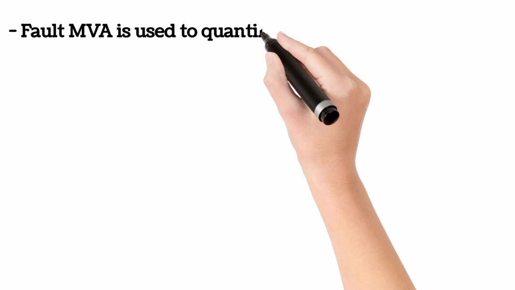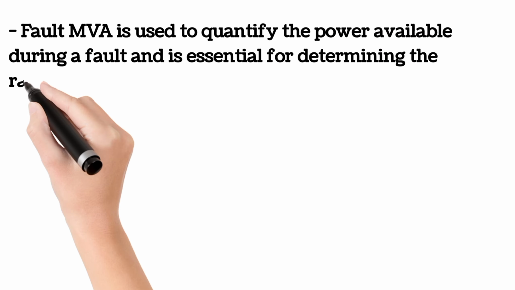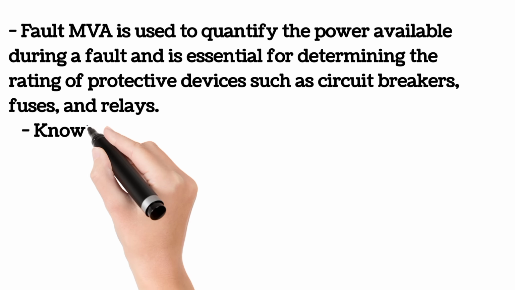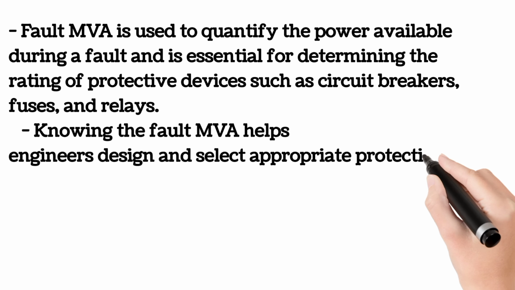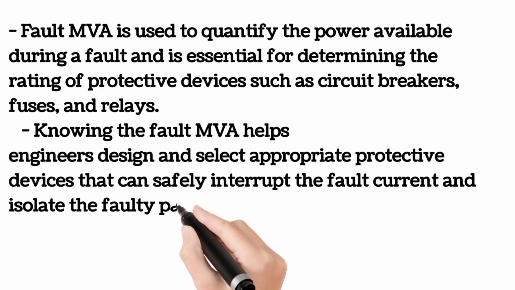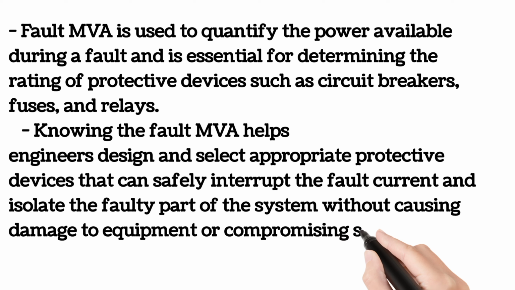Fault MVA is used to quantify the power available during a fault and is essential for determining the rating of protective devices such as circuit breakers, fuses, and relays. Knowing the fault MVA helps engineers design and select appropriate protective devices that can safely interrupt the fault current and isolate the faulty part of the system without causing damage to equipment or compromising system reliability.